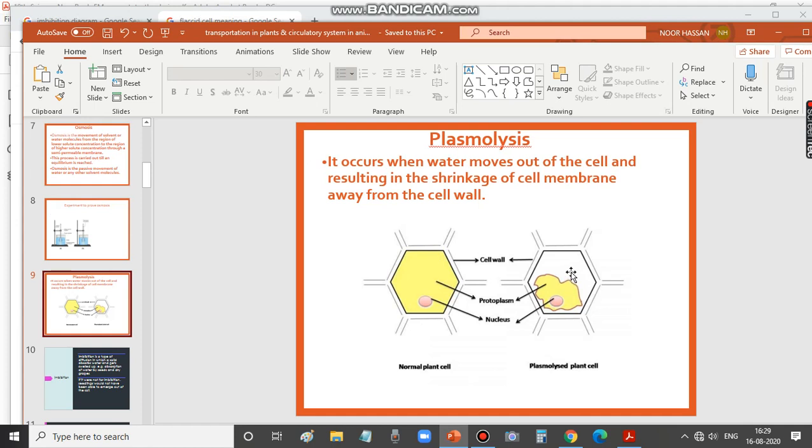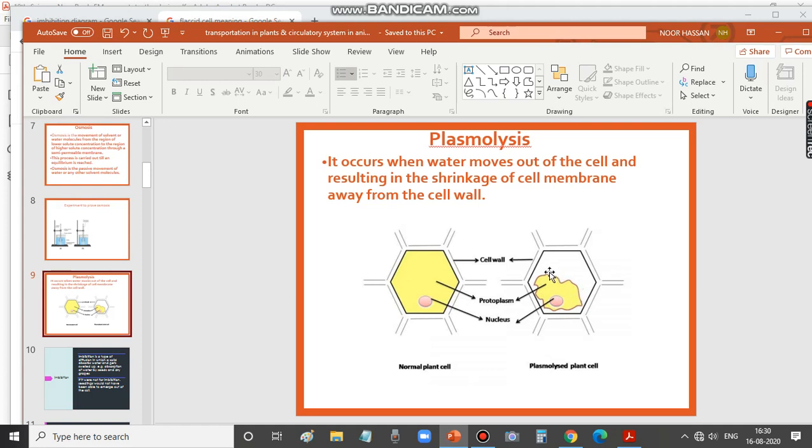When water moves out of the cell, the cell membrane or the plasma membrane shrinks, so it results in the shrinkage of the cell membrane. The plasma membrane moves away from the cell wall. Here it is closer to the cell wall, but here the membrane moves. It loses its shape also. So this is called plasmolysis.